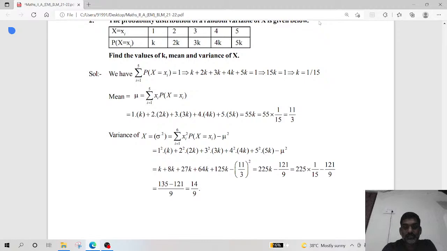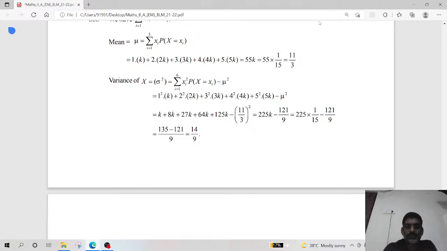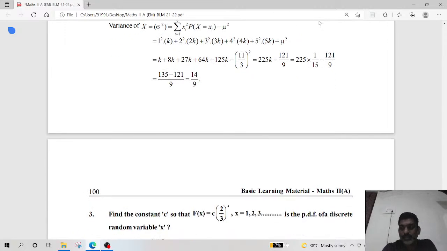Next, variance. Already we have mu square, (11 by 3) whole square, and the remaining calculate: 1 square into k, 2 square into 2k, 3 square into 3k, 4 square into 4k, 5 square into 5k. Simplify and substitute the k value.